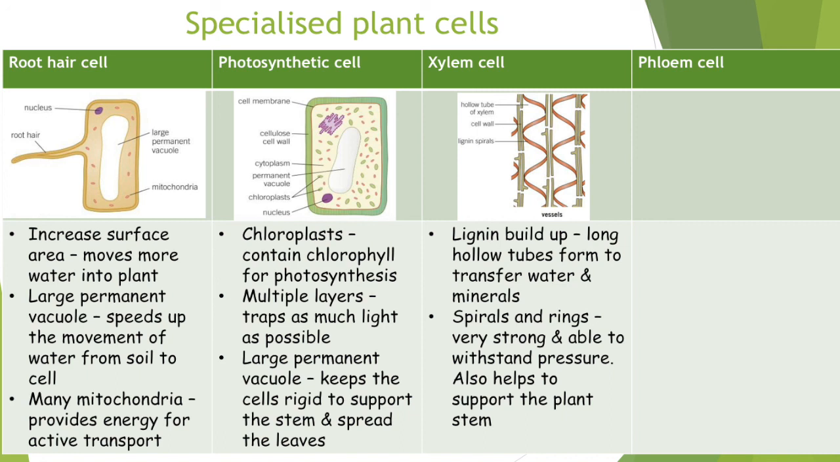Xylem cells are alive when they're first formed, but a special chemical called lignin builds up in spirals in the walls. The cells die and form long hollow tubes that allow water and minerals to move easily through them from one end of the plant to the other. The spirals and rings of lignin in the xylem cells make them very strong and help them withstand the pressure of water moving up the plant, and they also support the plant stem.